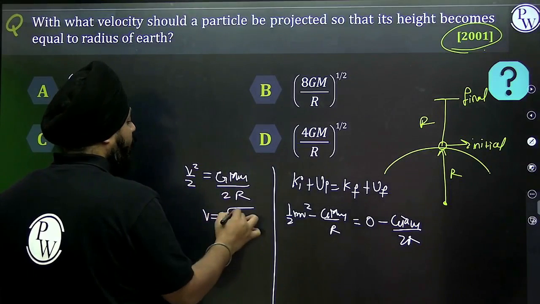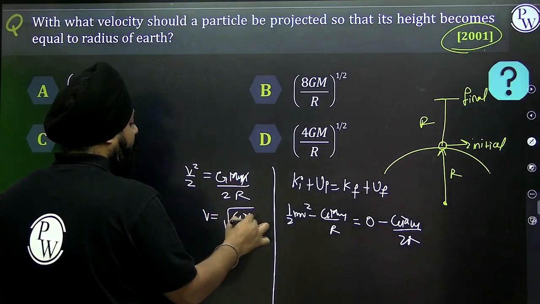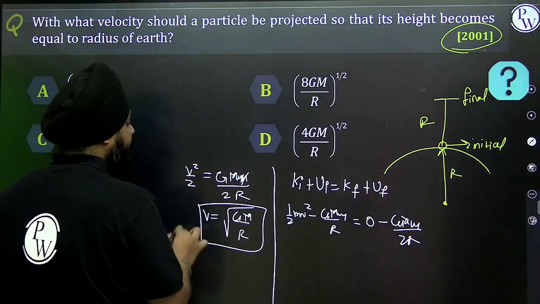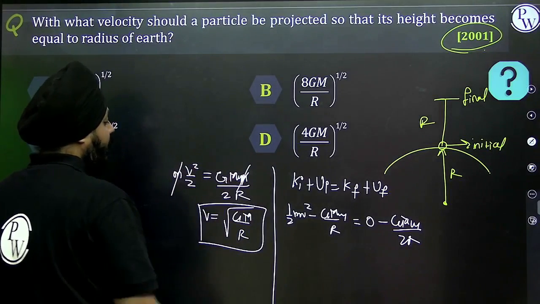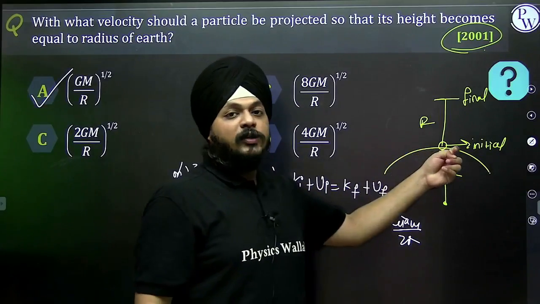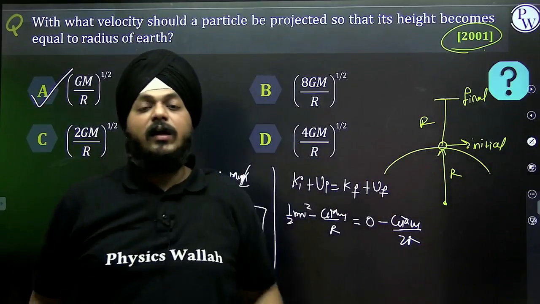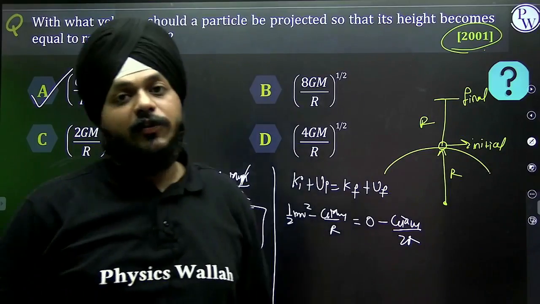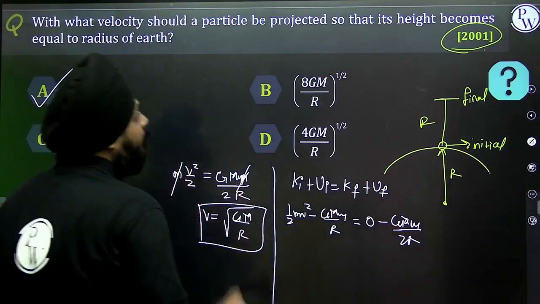So v will be under root of G capital M by R. Sorry, small m will get cancelled. If it is projected with this velocity, it can reach up to height R above the surface of the Earth. Work energy theorem.